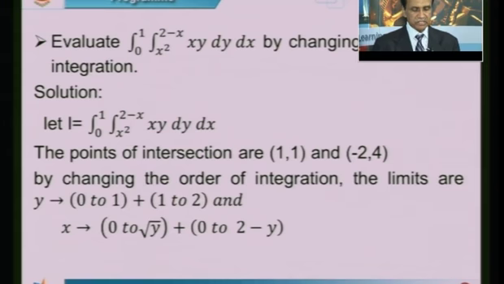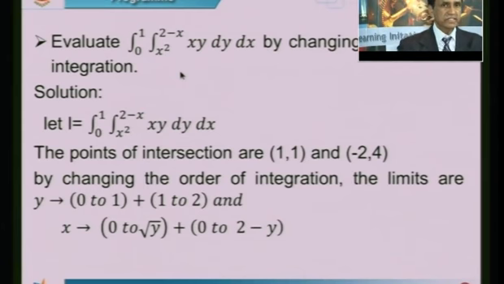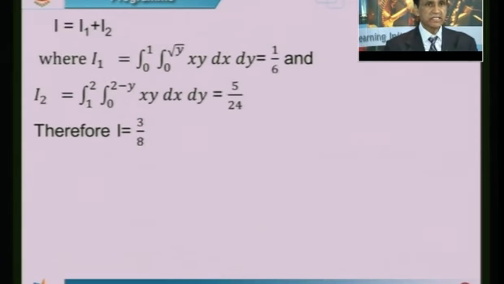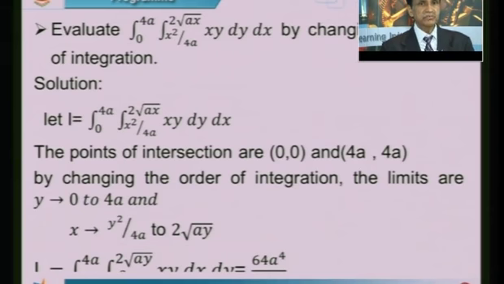Let me start with parabolas, that is the intersection between two parabolas, and then I will come back to this special example, because this problem is a special case among the group of problems in the case of changing the order of integration. Let me discuss the problem of the intersection between two parabolas, and then I will come back to the integration by changing the order in the case between the curves parabola and straight line.